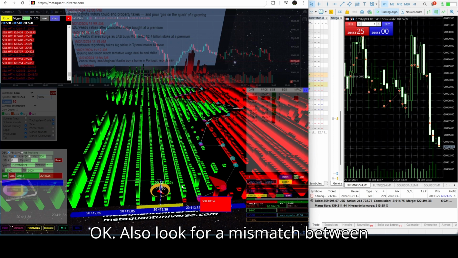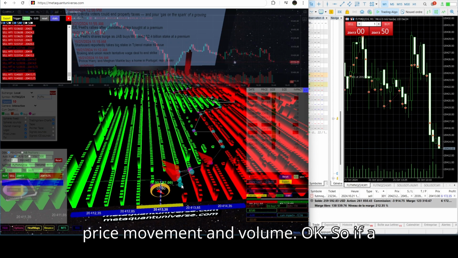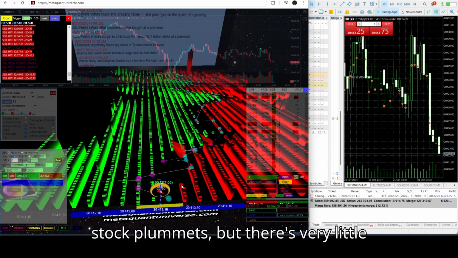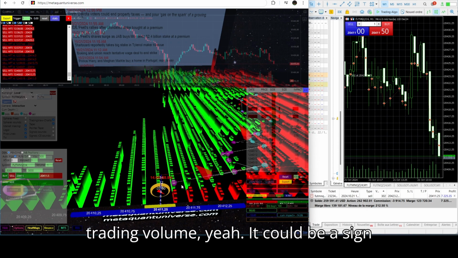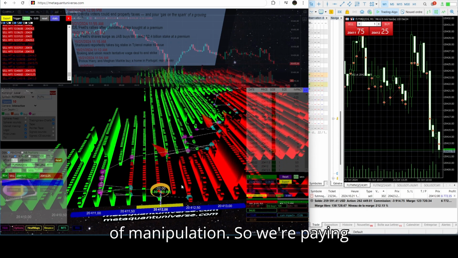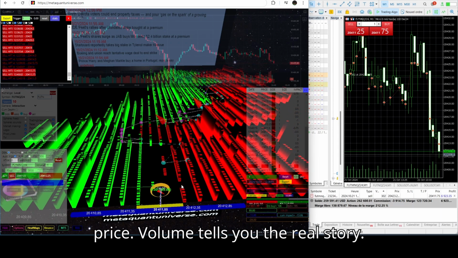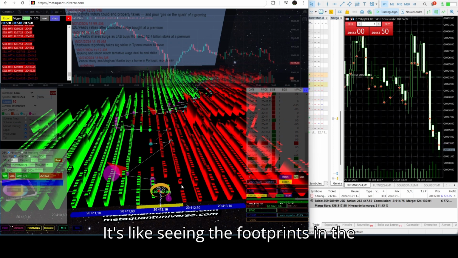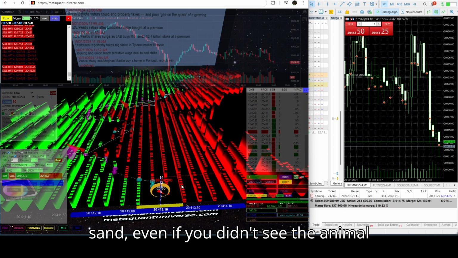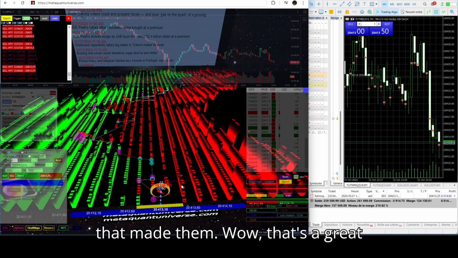Also, look for a mismatch between price movement and volume. So if a stock plummets, but there's very little trading volume, it could be a sign of manipulation. So we're paying attention to volume, not just the price. Exactly. Volume tells you the real story. It's like seeing the footprints in the sand, even if you didn't see the animal that made them. Wow, that's a great analogy.